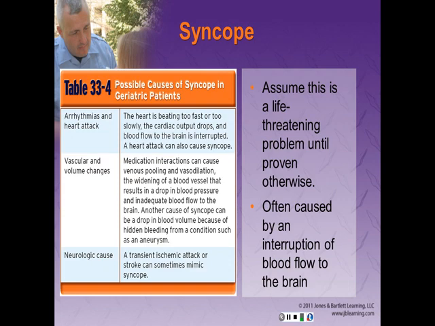Syncope, or fainting. Always assume that this is a life-threatening problem until proven otherwise. It is often caused by an interruption of blood flow to the brain, and an older person who has a period of unconsciousness should be examined to determine the cause of their syncope.